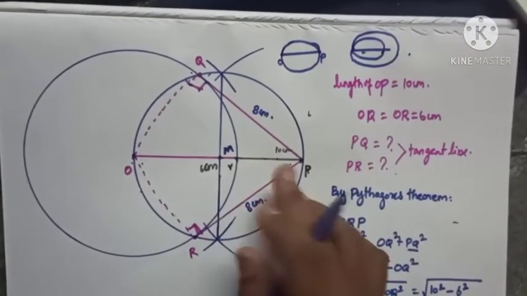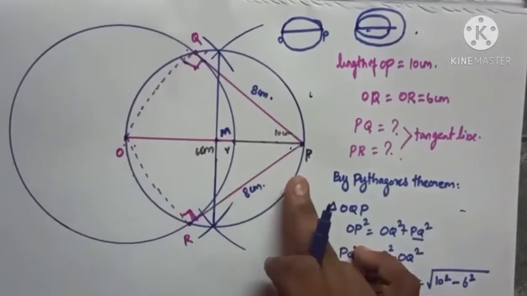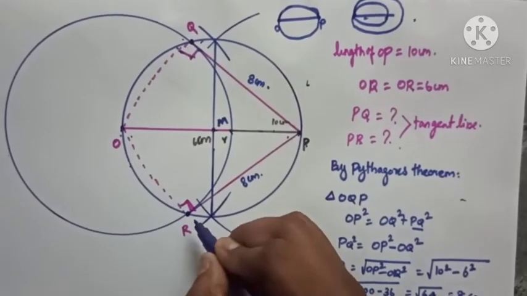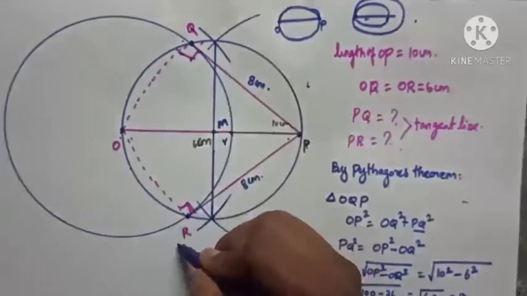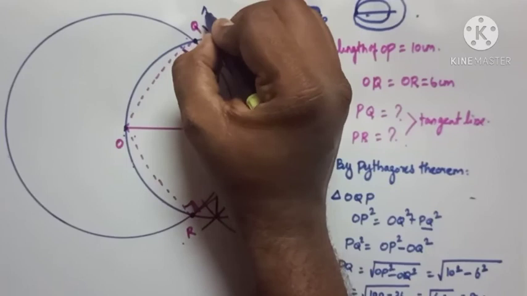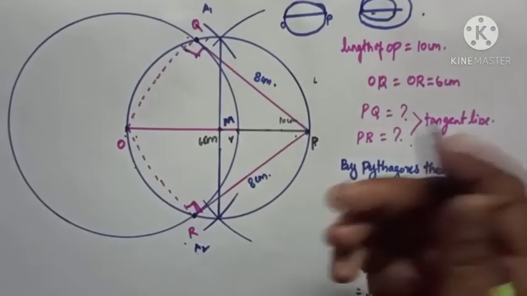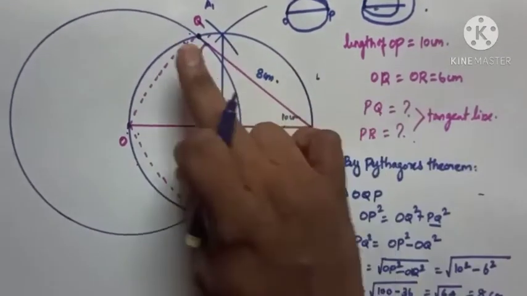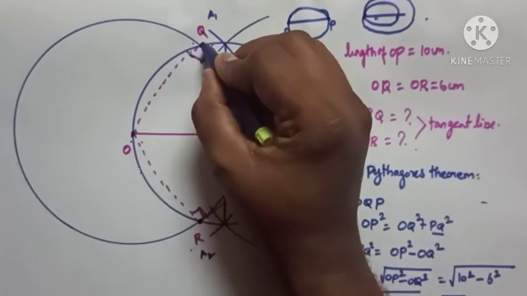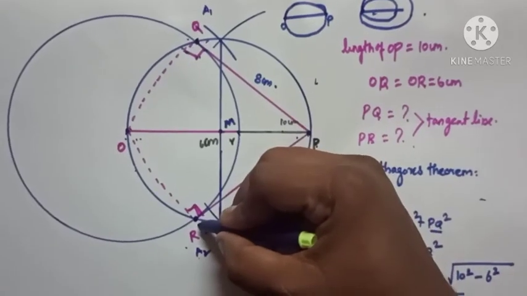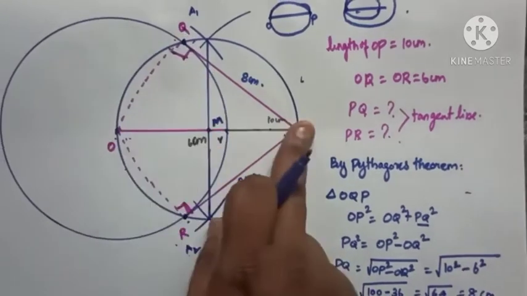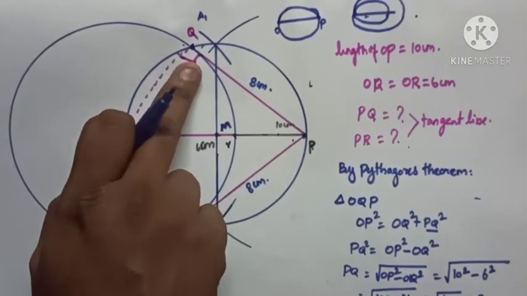Directly you join the tangents PQ and then PR. Before that, just name the intersecting points of the circle Q and R. Otherwise you can take the intersecting points as A1, A2, whatever it is. Okay, A1, A2 or Q, R. So now join the radii OQ and OR.